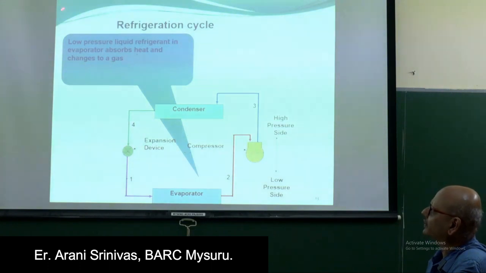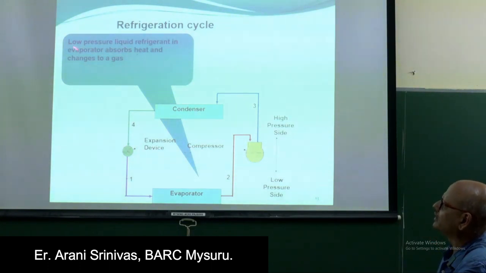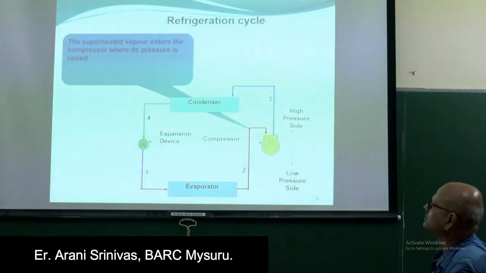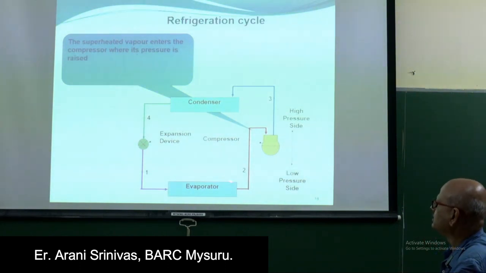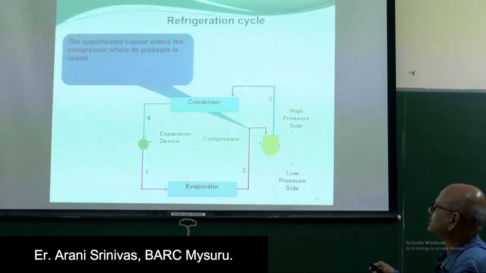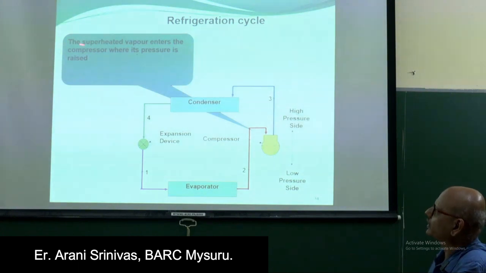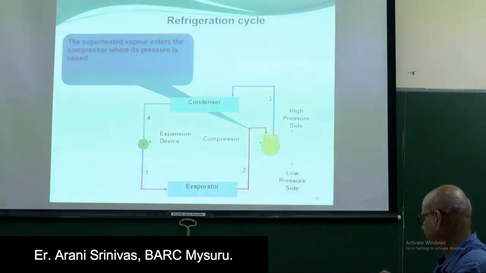What is the function of the evaporator? The low pressure liquid refrigerant in the evaporator absorbs heat and changes to gas. It is happening at this point. Next is the compressor. This evaporated gas, which becomes superheated, comes to the compressor and gets compressed. This is the high pressure side and this is the low pressure side. The superheated vapor enters the compressor, where pressure is increased by compression, and goes to the condenser.